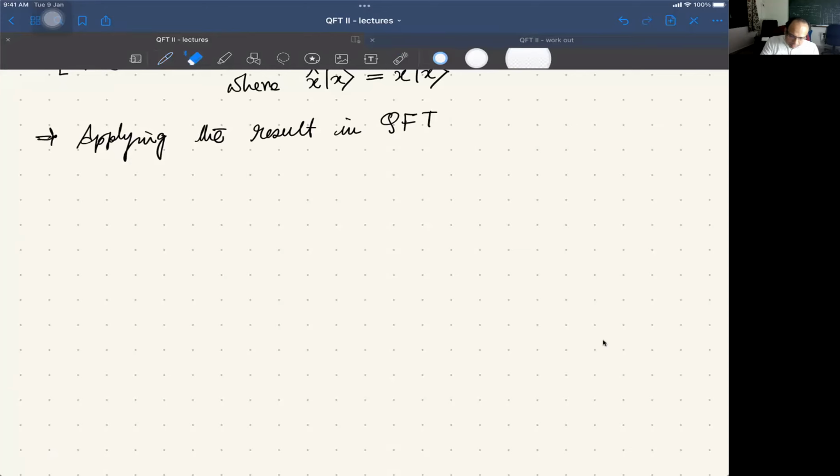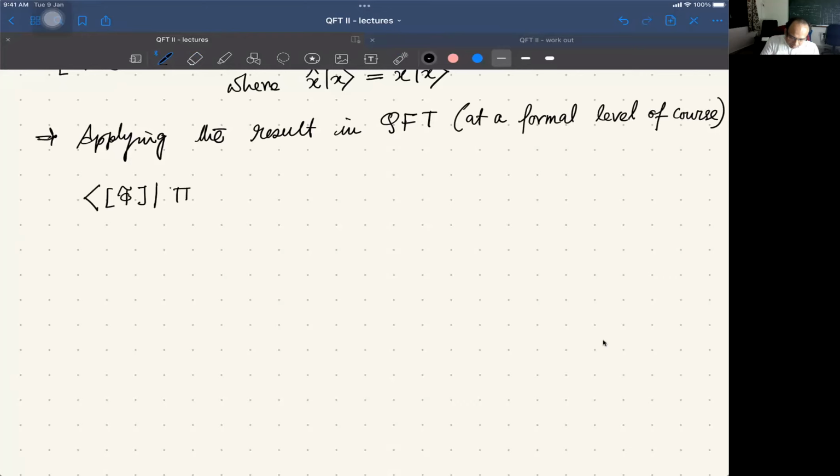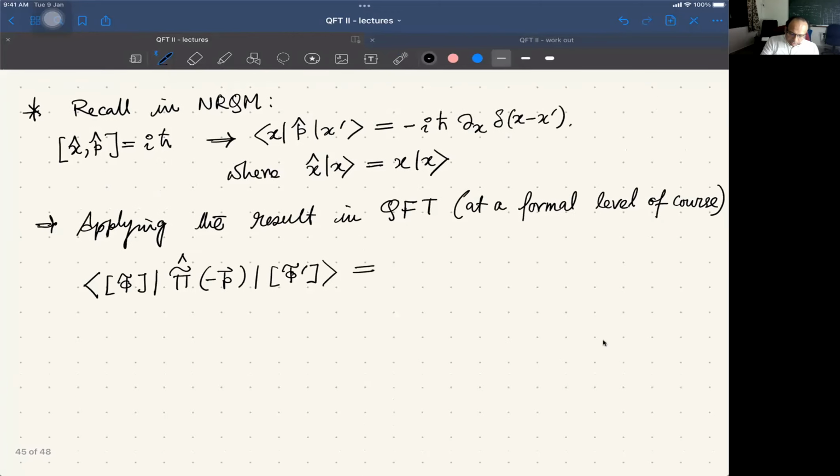Okay. So this is of course at a formal level, that this quantity, the analog of this quantity, must be minus i h bar ∂ over ∂φ̃(p) acting on the delta function.